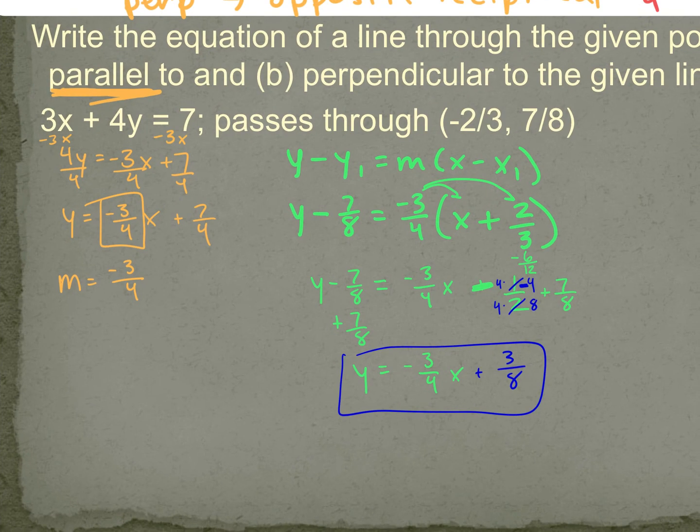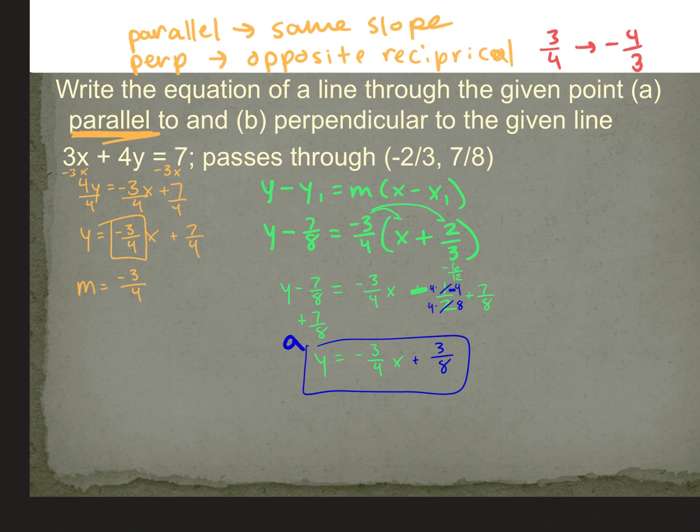All right, so we found when the line's parallel, so this is A. What should I do if I'm looking for a line perpendicular to the given line? The opposite reciprocal of what? The slope. And I already found the slope here, so all I need is the slope that's opposite reciprocal. So I'm going to say M but perpendicular, so this is a little perpendicular sign. What's the opposite reciprocal of negative 3 over 4? Positive 4 over 3.